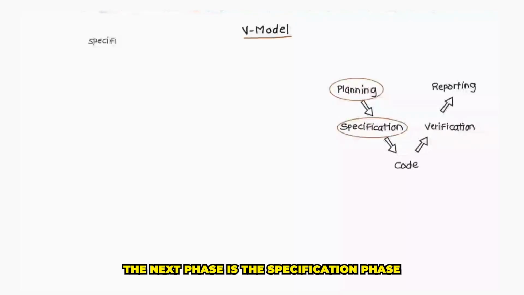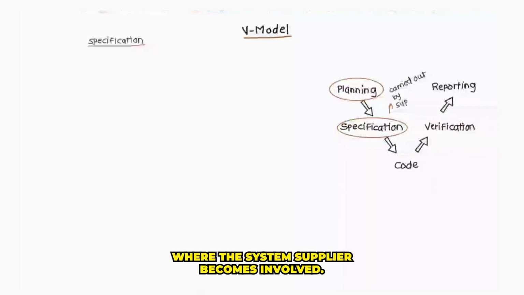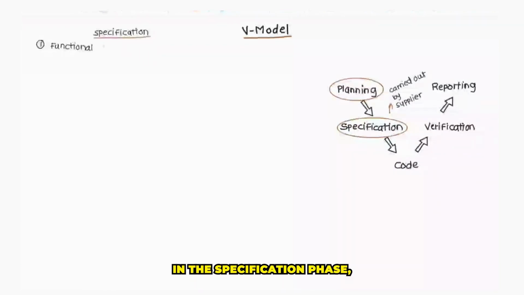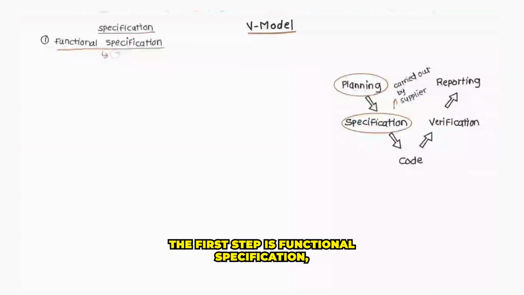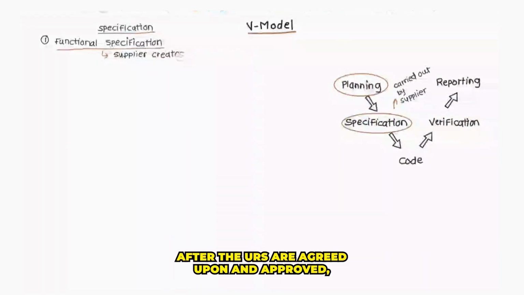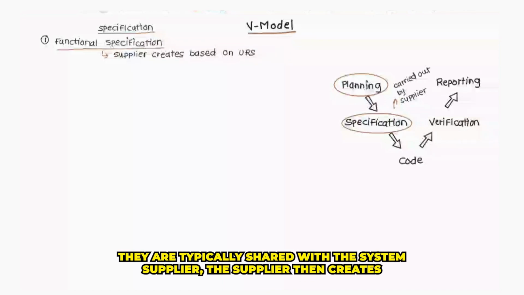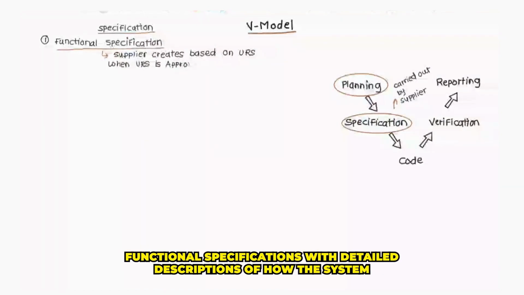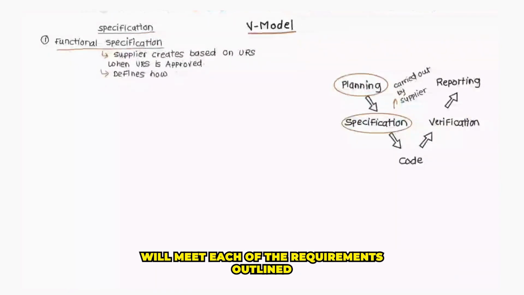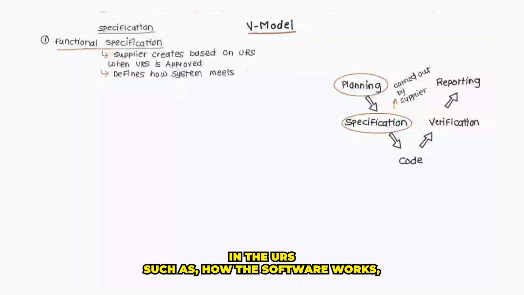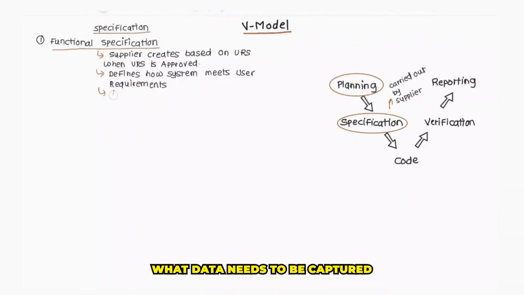The next phase is the specification phase, where the system supplier becomes involved. In the specification phase, the first step is functional specification. After the URS are agreed upon and approved, they are typically shared with the system supplier. The supplier then creates a functional specification with a detailed description of how the system will meet each of the requirements outlined in the URS, such as how the system works, what data needs to be captured, and user interfaces.